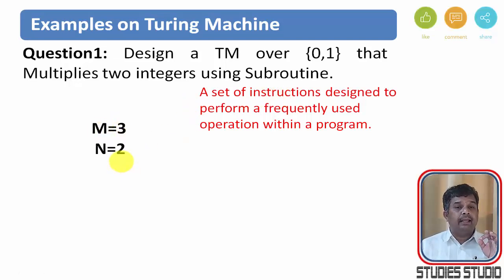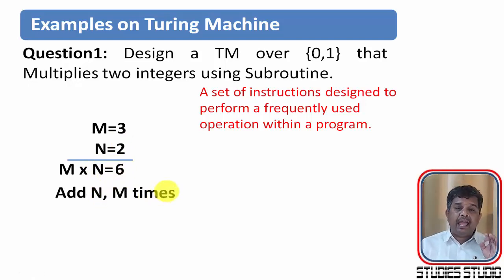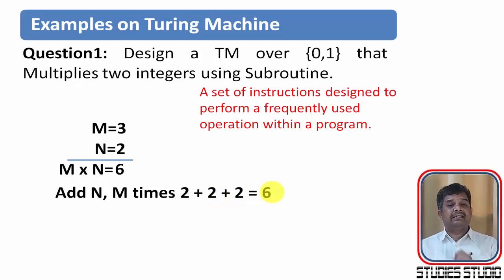Now let us say we are taking the first number as 3 and the second number as 2. We multiply and get 6. So instead of directly multiplying, we can add m times. It means 2 plus 2 plus 2, I'll get 6. So the same concept I'm going to use for the Turing machine also.